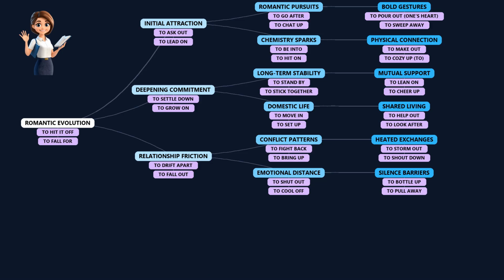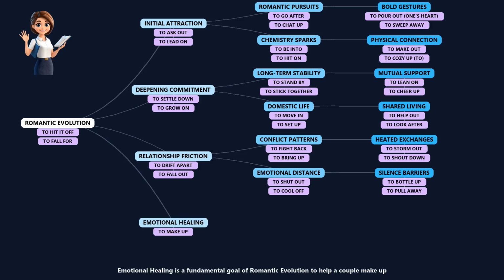Emotional healing. Emotional healing is a fundamental goal of romantic evolution to help a couple make up or help a single person get over a loss. Basically, we are fixing the pain in our hearts so we can feel better again.